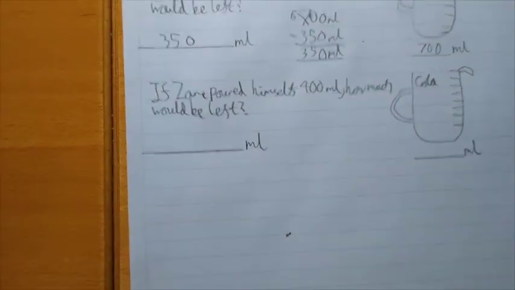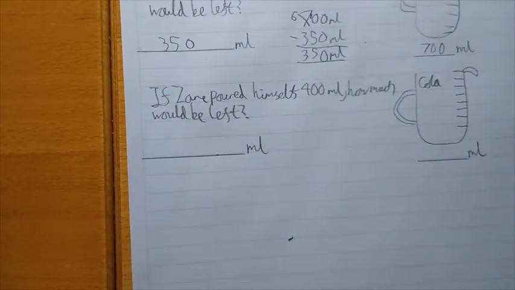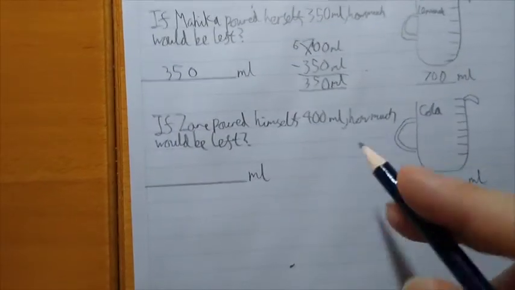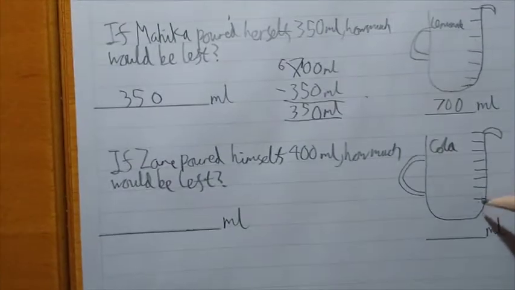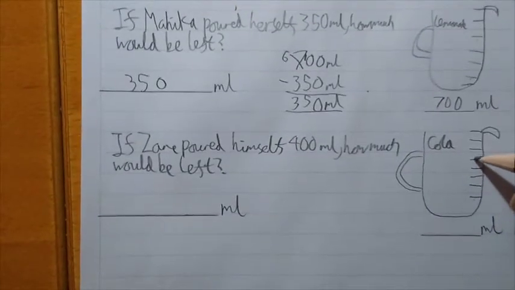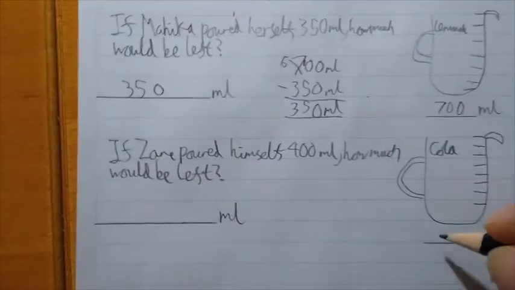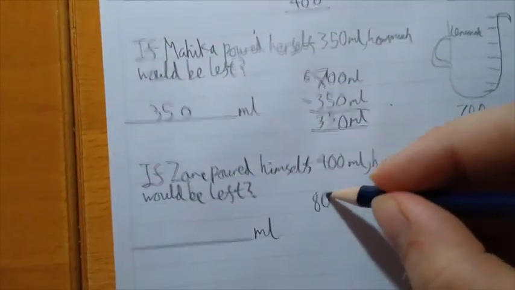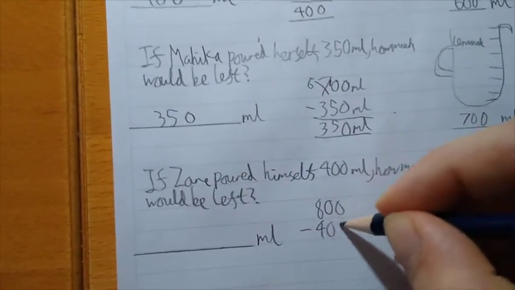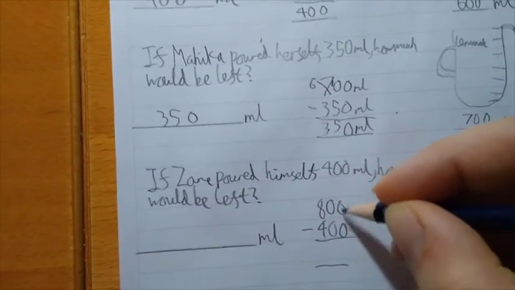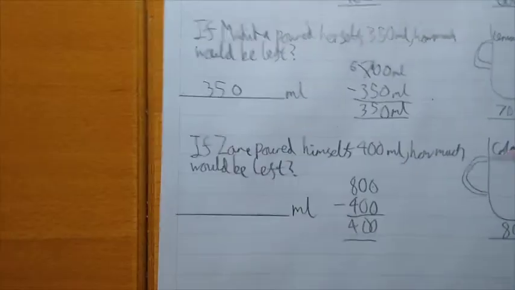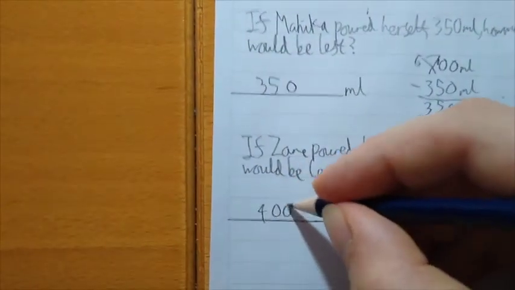If Zayn poured himself 400 millilitres of cola, which I strictly wouldn't recommend doing, how much would be left? So there's 100, 200, 300, 400, 500, 600, 700, 800. 800 millilitres. So 800 minus 400. 8 minus 4 is 4. So there'll be 400 millilitres left.